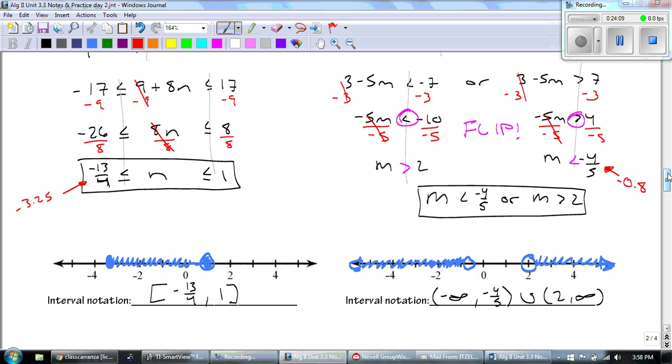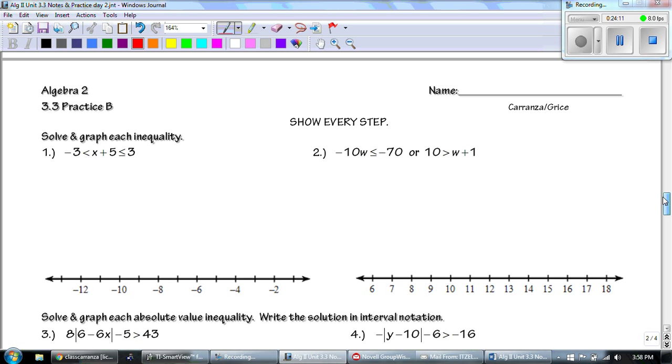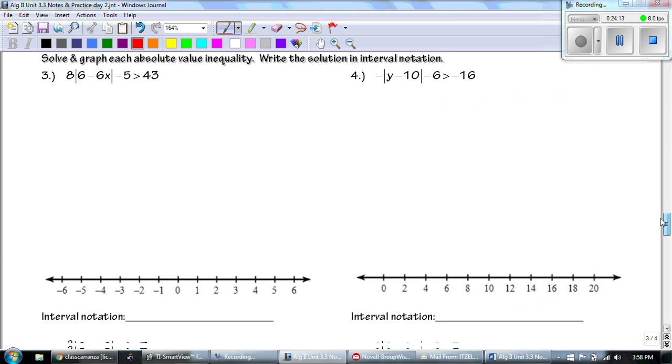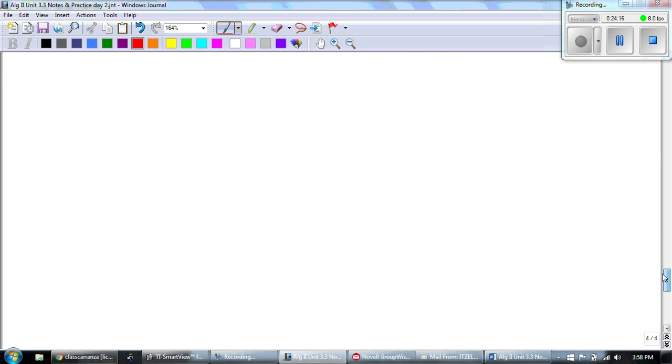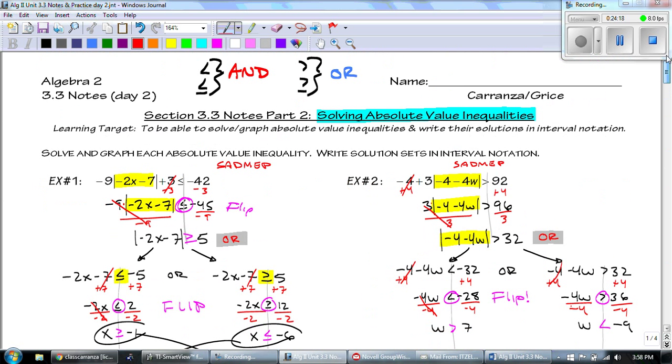Now, your homework is 3.3 practice B. Remember to show every step. It's going to be a mixture of everything we've done. Okay? So if you need help, come find us.